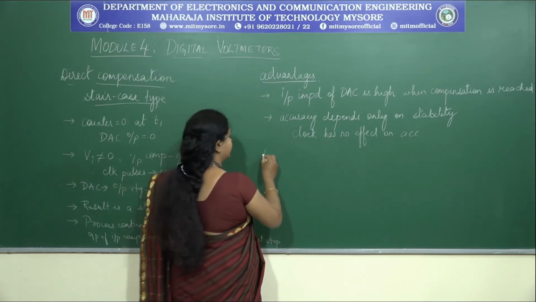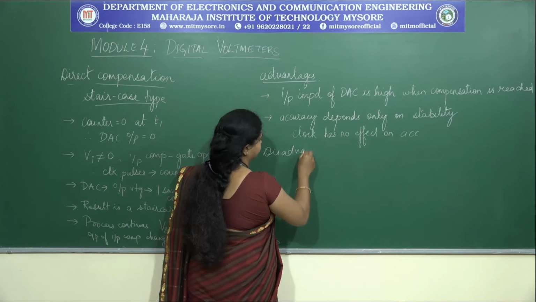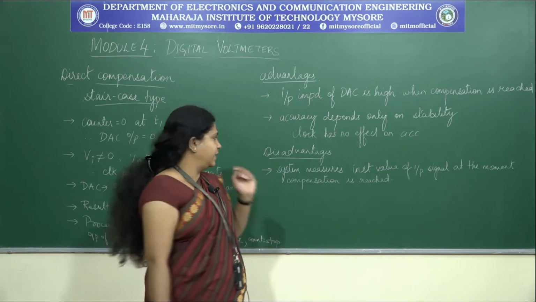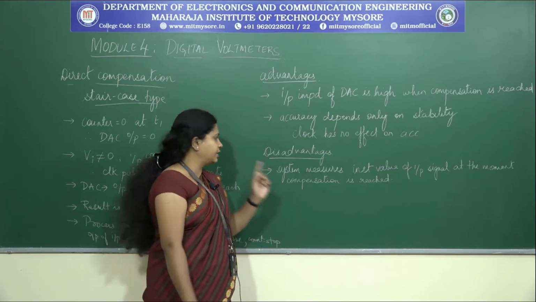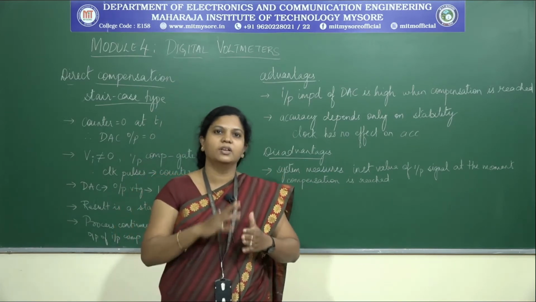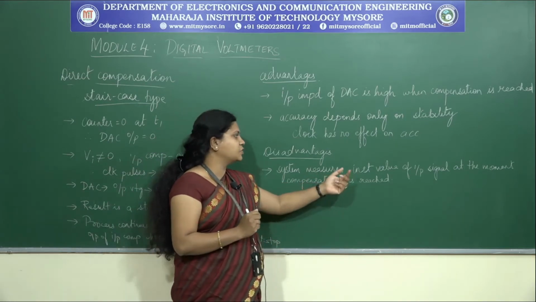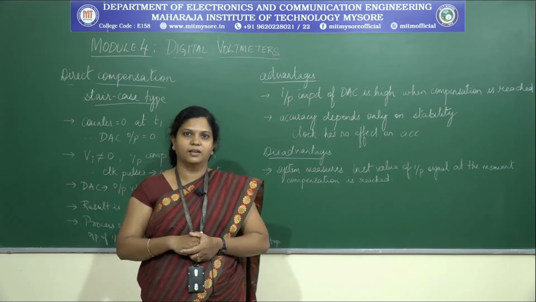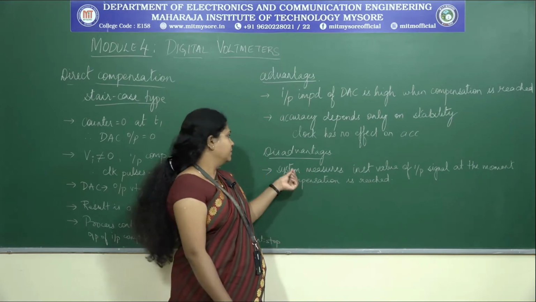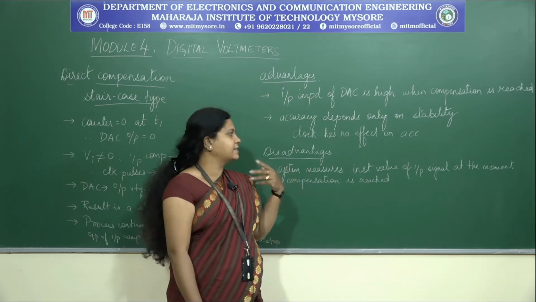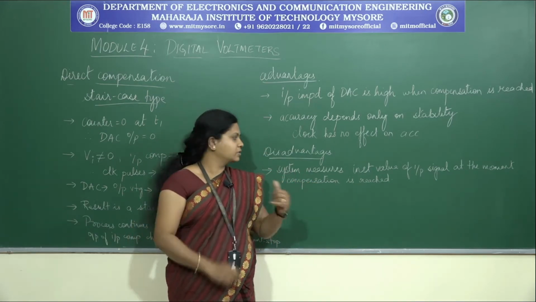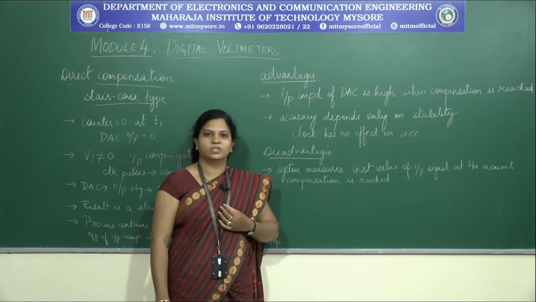Next, let us see some of the disadvantages. One disadvantage of the direct compensation type of DVM is that the system measures at the end of the compensation. Then the system starts measuring the instantaneous values of the input signal, which means the reading we are taking is unstable. So, as the compensation is reached, the reading of the input signal becomes unstable. This is a disadvantage of this digital voltmeter.